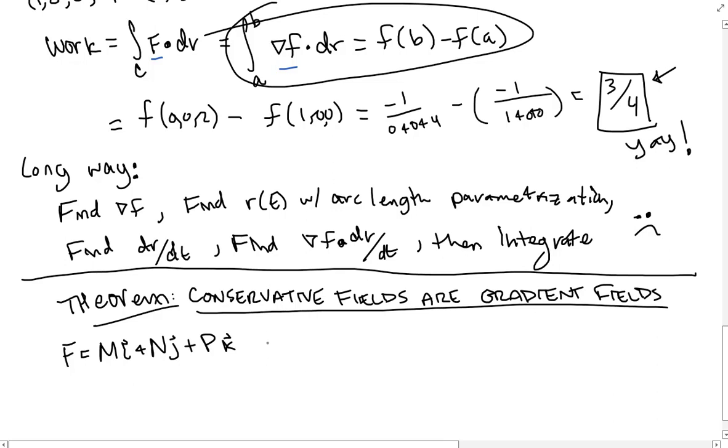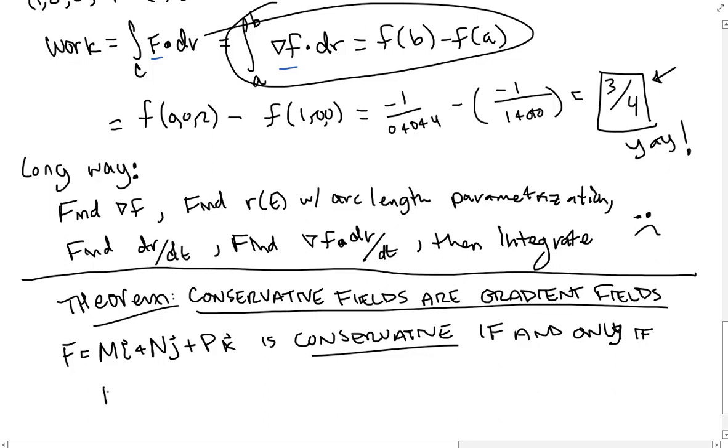This field is conservative if and only if, and if and only if means this statement goes both directions, the field F is the gradient of a function f. So f is some differentiable function. This is the statement of the theorem: your field is conservative if it's the gradient of a function f, and the opposite is true, the other direction. If your field is the gradient of a function f, then the field is conservative. So that's what if and only if means. You can go both directions with that statement.